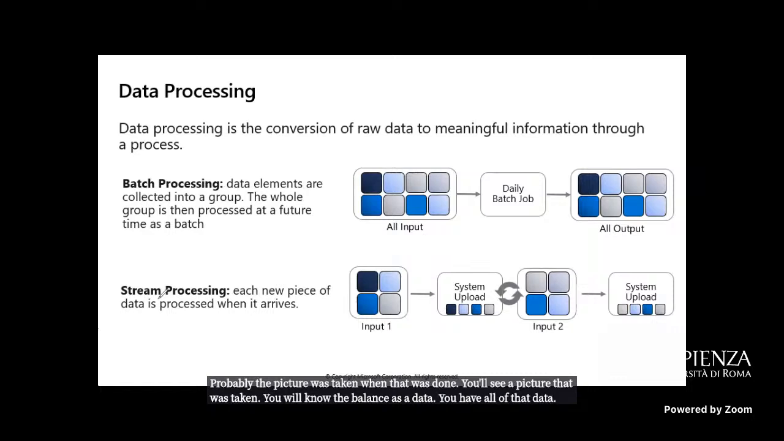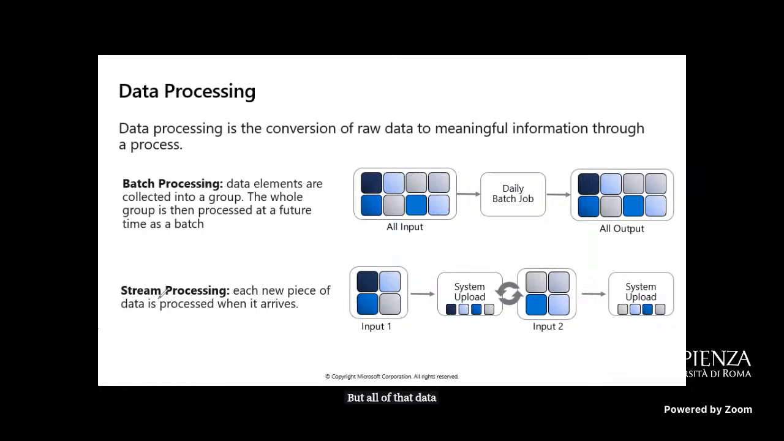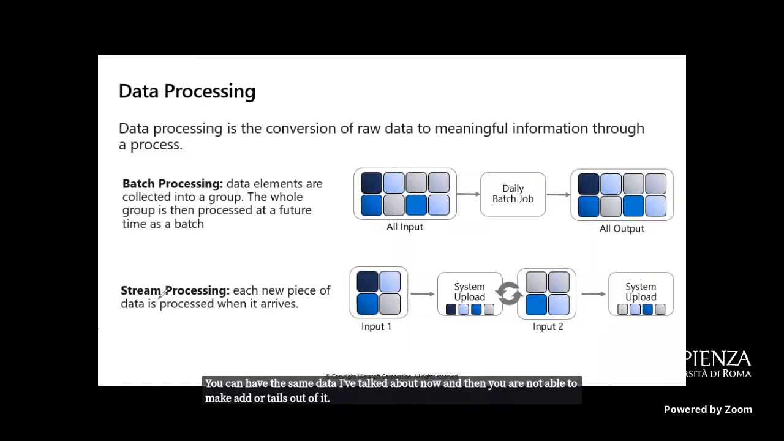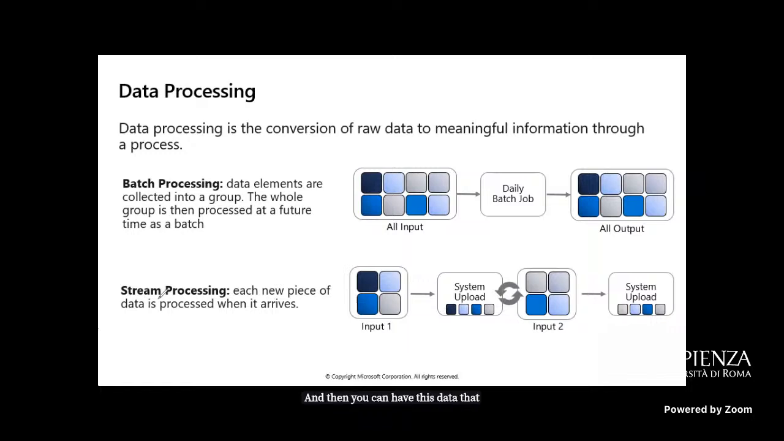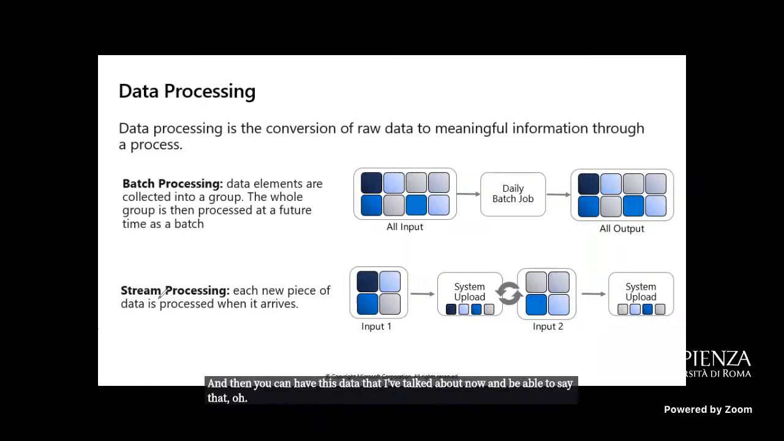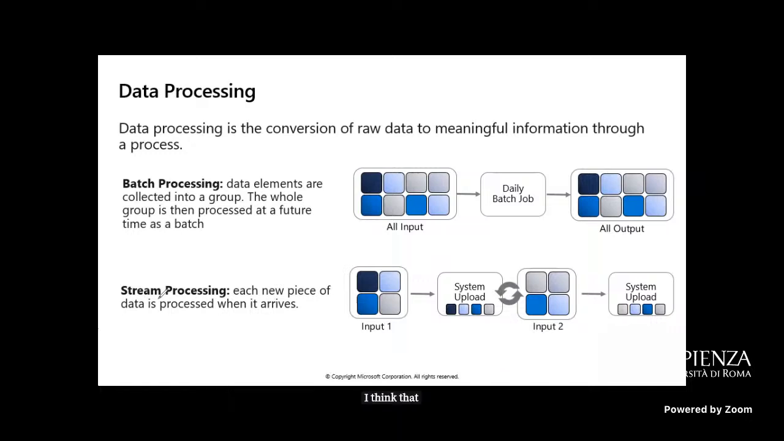But all of that data does not mean anything when you look at it. When that data goes through processing, it begins to mean something. You can have the same data and not be able to make head or tail of it. And then you can have this data and be able to say, oh, I think that ATM slots 5, 6, and 21 are target ATMs. We are making more money from them.